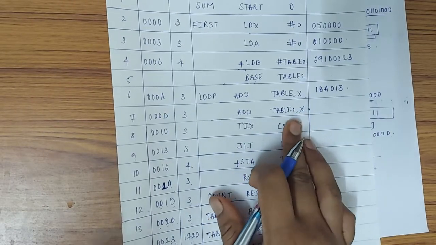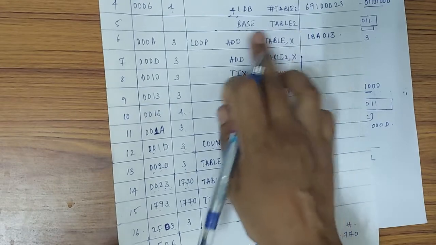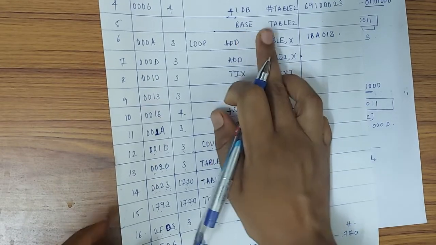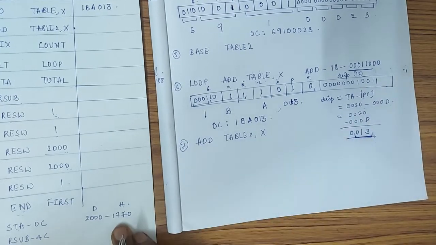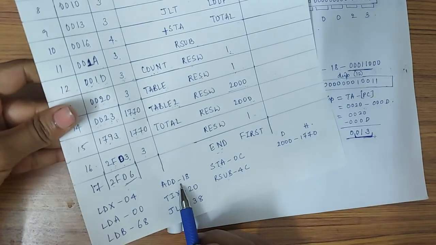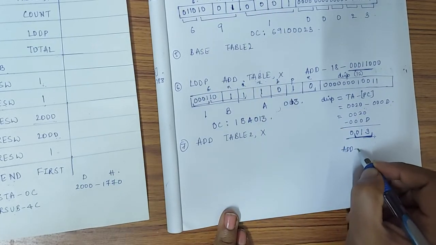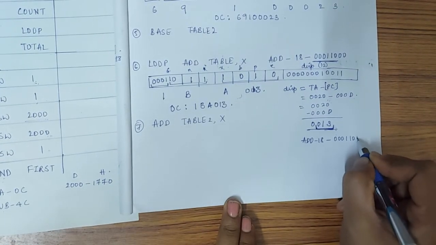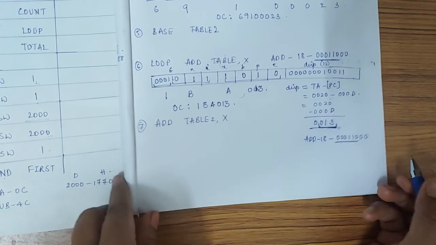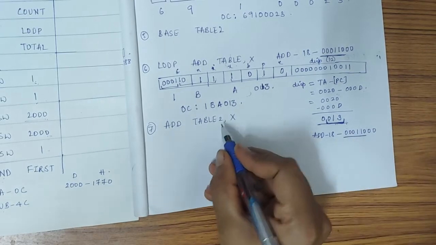Moving on to the next statement, add table 2 comma x. Okay, table 2 comma x. But see here, table 2 uses base register, so keep that in mind. What is the opcode value for add? The opcode value for add is 18, right? How are we going to represent it in bits? 0001 1000. Take the first 6 bits. That is done.